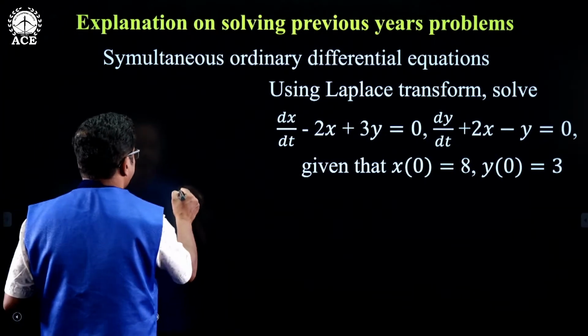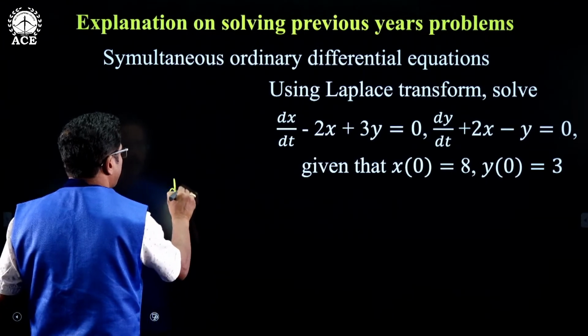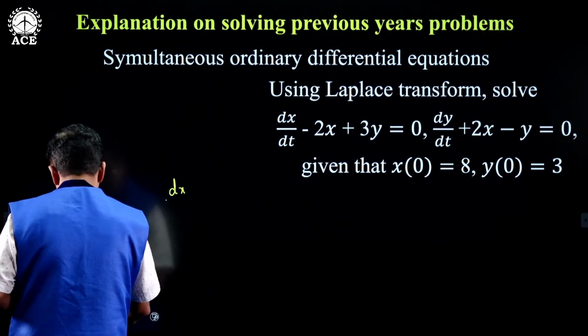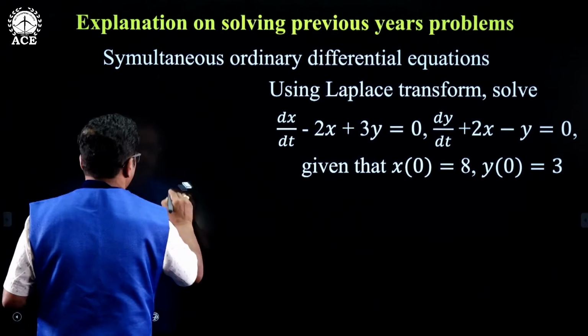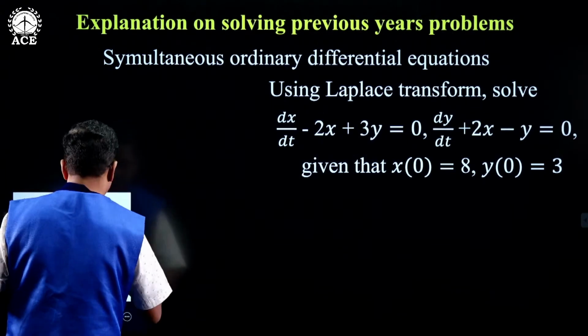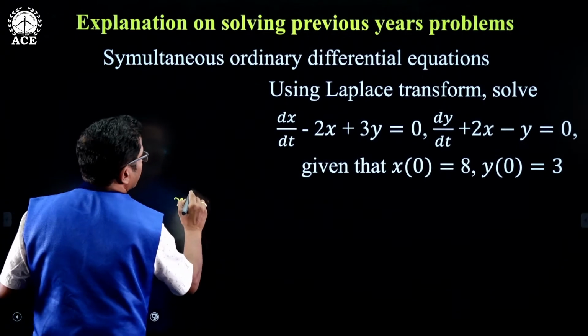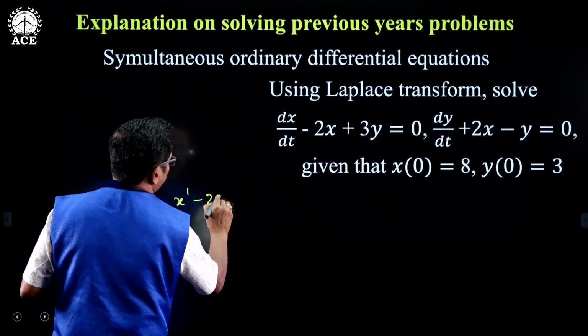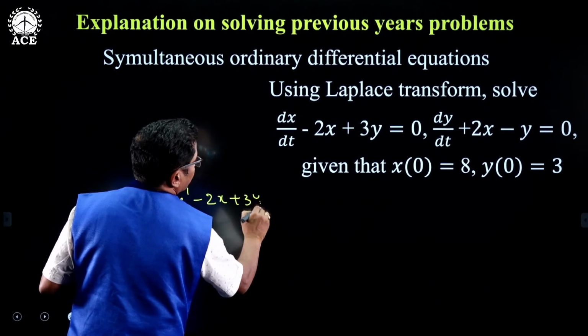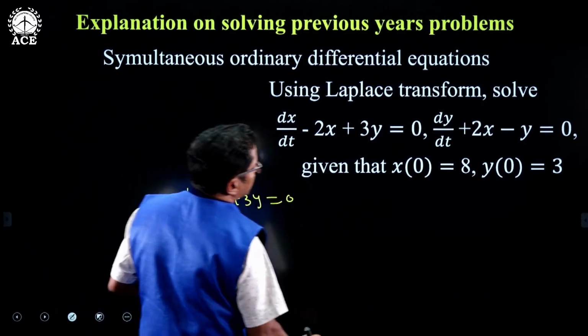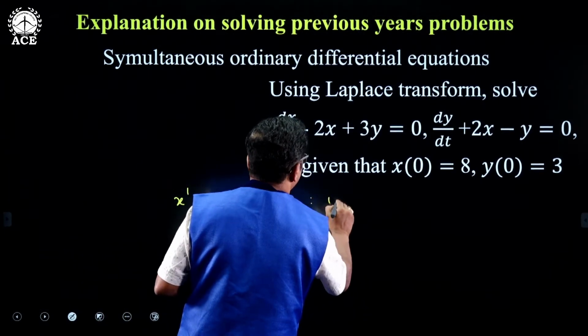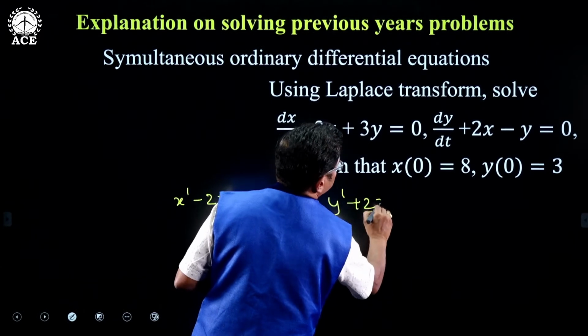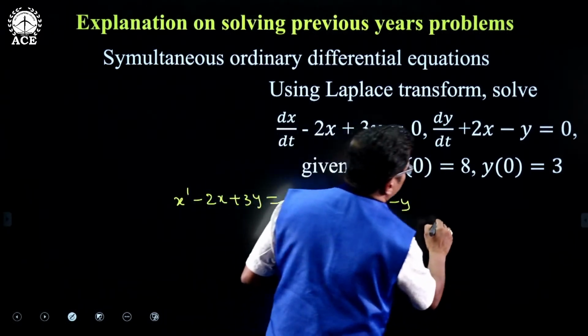So dx by dt means x dash, I will write: x dash minus 2x plus 3y is equal to 0. And another one is y dash plus 2x minus y is equal to 0.